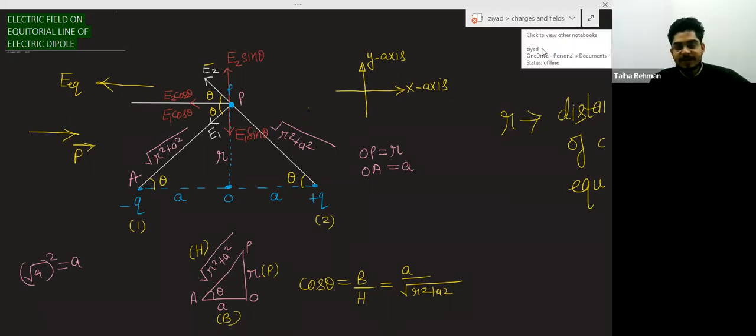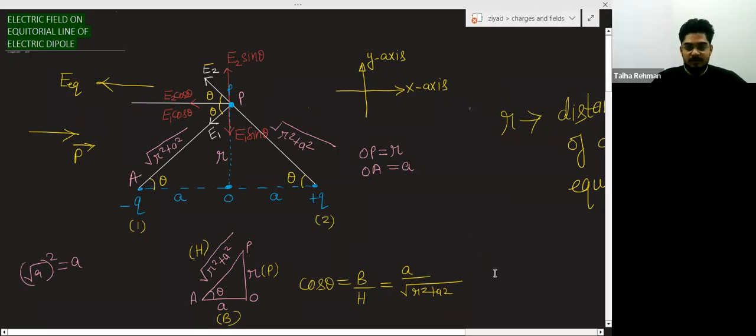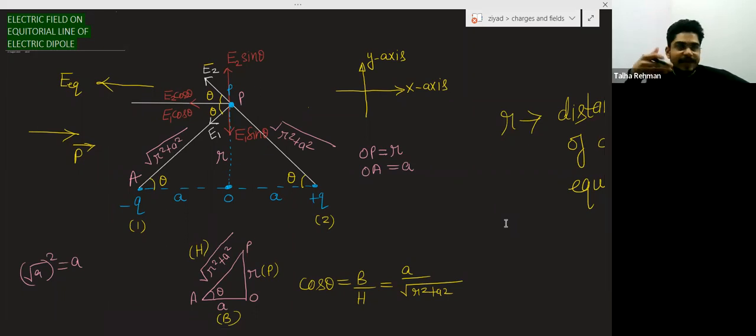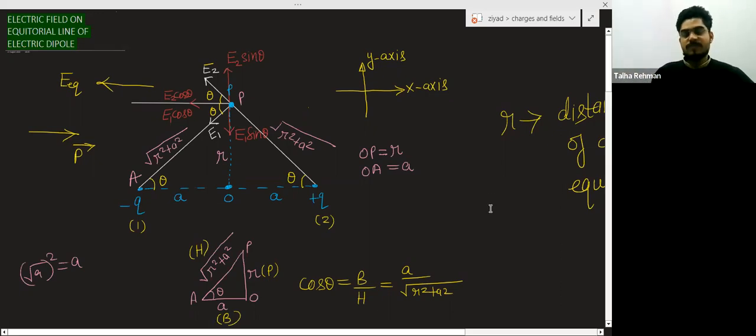So after this, electric field lines. Basically, electric field lines are imaginary lines, first of all. And electric field lines show the pattern of the electric field due to any charge or any system of charges. Pattern of the electric field means how the electric field is changing with distance. Electric field lines are simply imaginary lines.